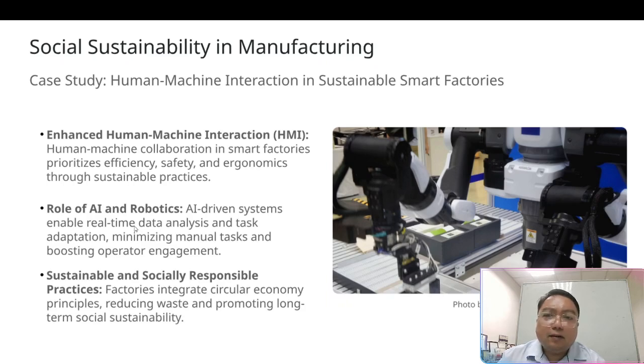Case study on human machine interaction for sustainable smart factories. Enhanced human machine interaction, HMI, and human machine collaboration in smart factories prioritize efficiency, safety and economics through sustainable practice. Role of AI, artificial intelligence, and robotics: AI-driven systems enable real-time data analysis and task adaptation, minimize manual tasks and boost operator engagement. Sustainability and socially responsible practices: factories integrate circular economy principles, reducing waste and promoting long-term social sustainability.